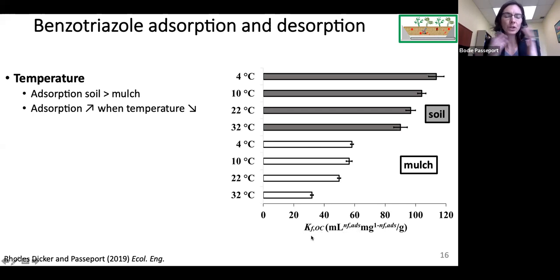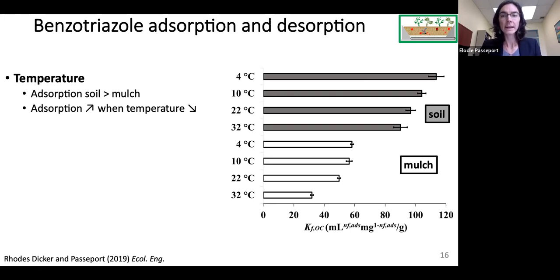What you should just remember from this graph is that the longer the bar, so the higher this KFOC parameter, then the higher the adsorption capacity of benzotriazole on either the mulch in white or the soil in gray. And we did this at different temperature levels, as you can see here, from 4, 10, 22, and 32 degrees Celsius.